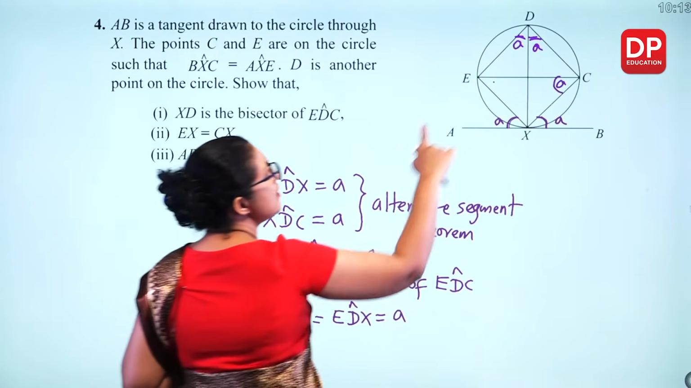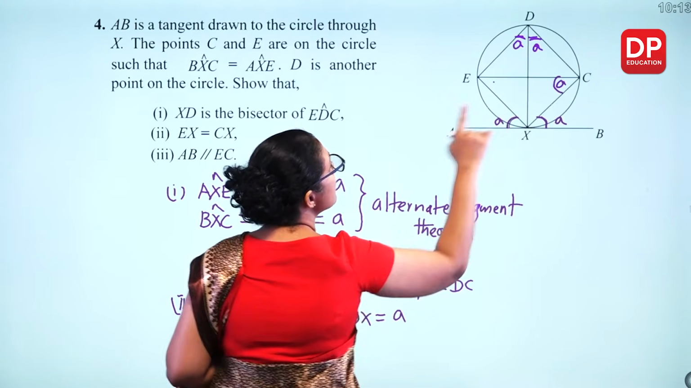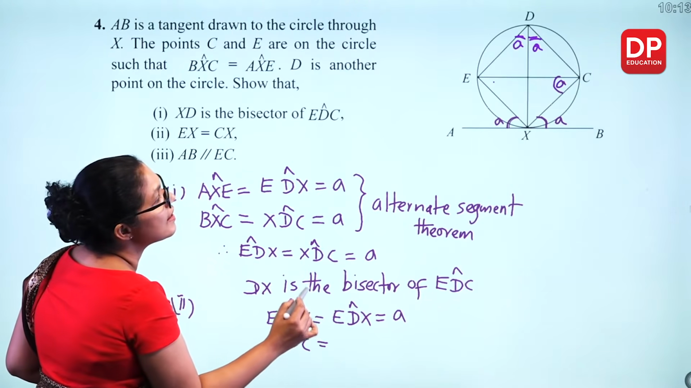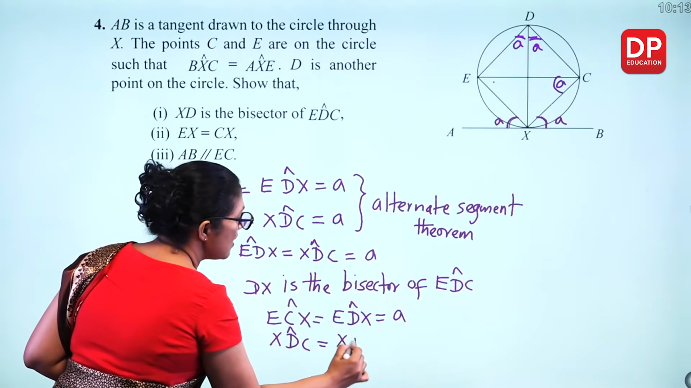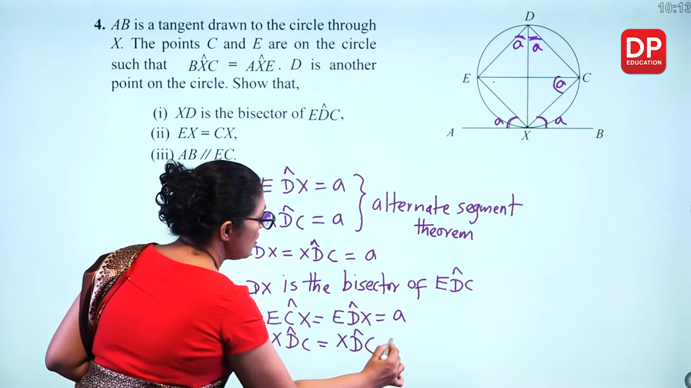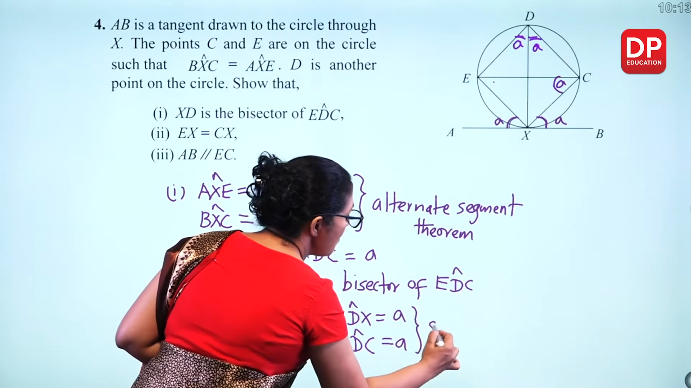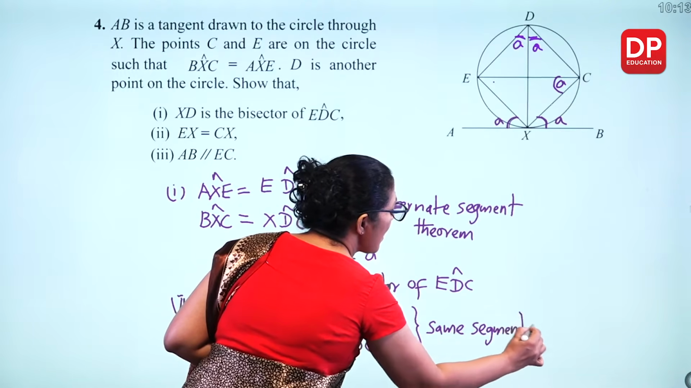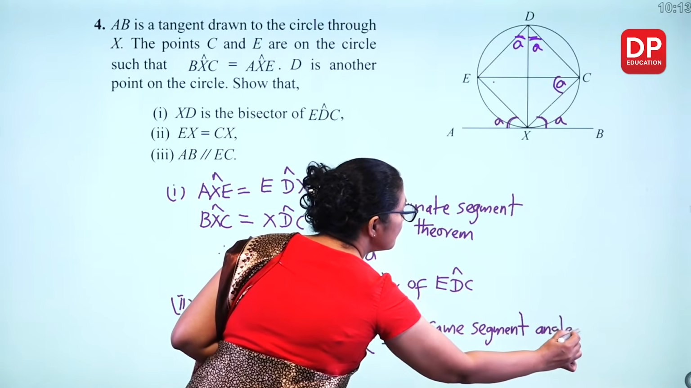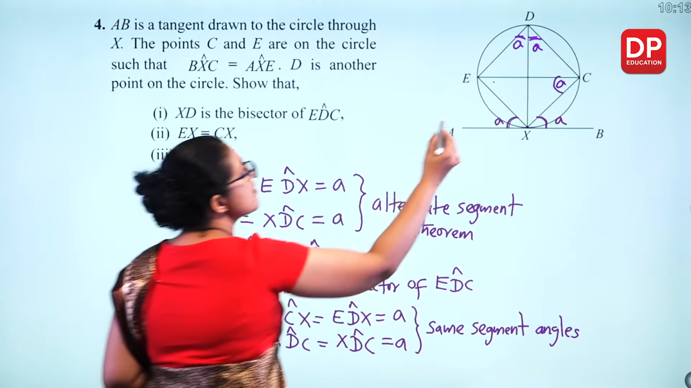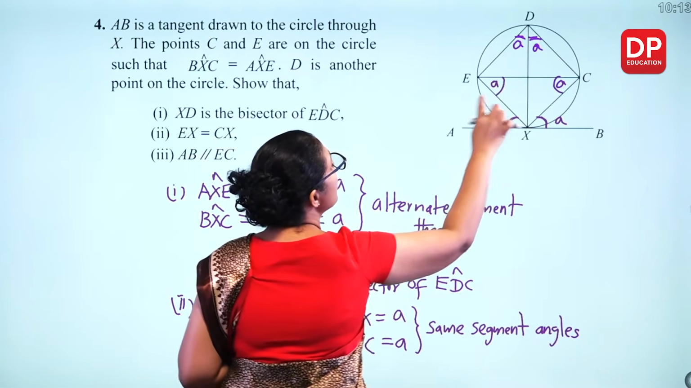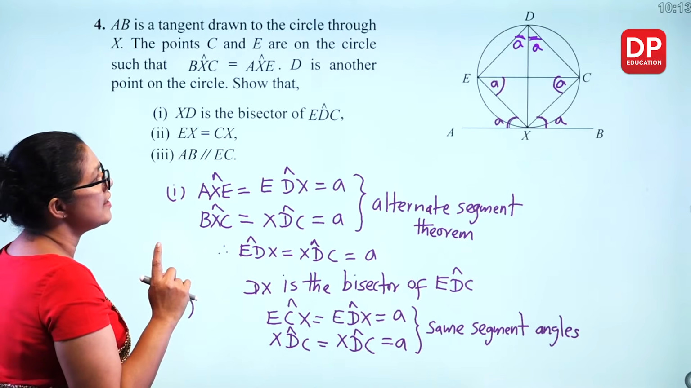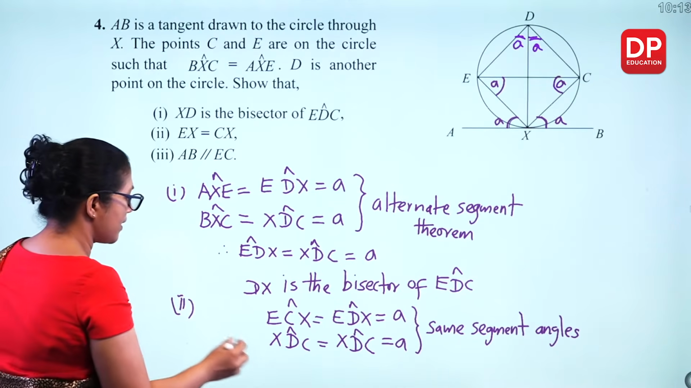Other way around, this one, XDC angle is same as XDC angle. That's also A. Same segment angles. So this is also A. Two angles are equal. So this is an isosceles triangle.